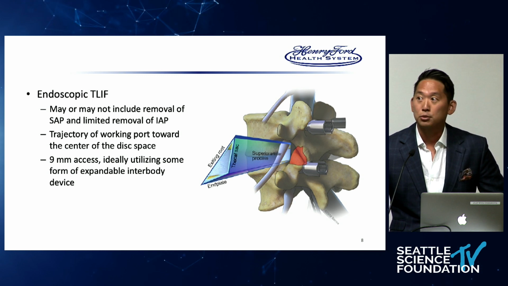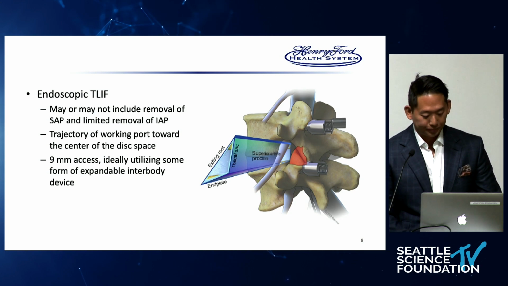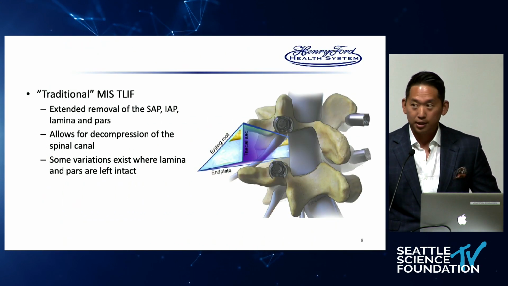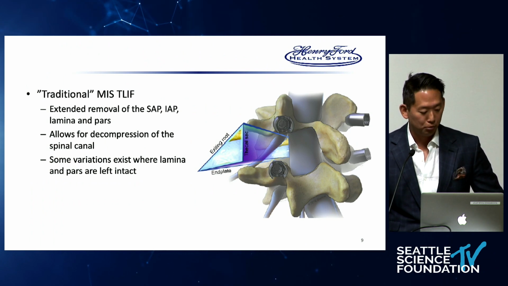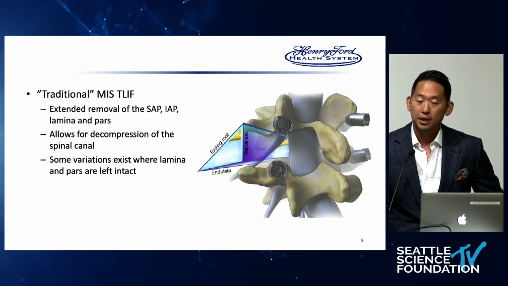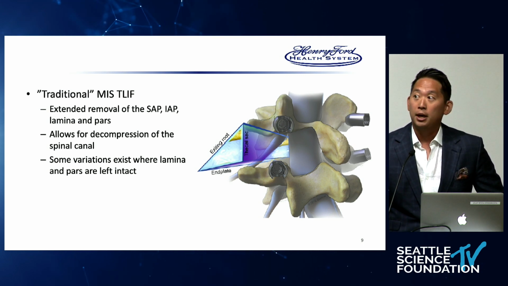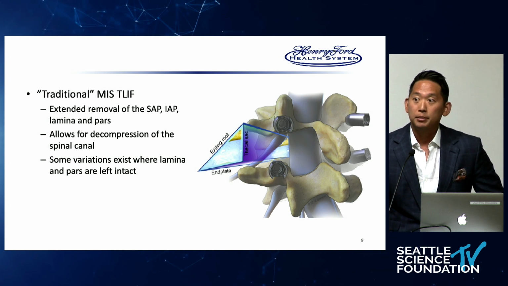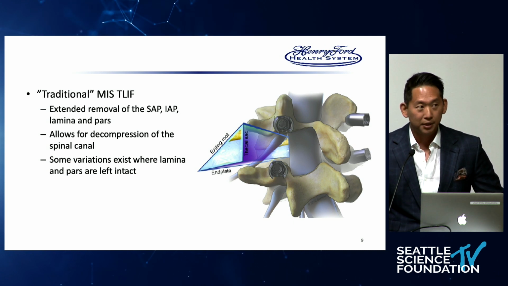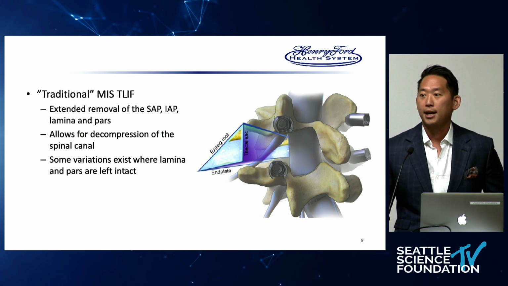And then if you're going to be putting in some sort of interbody implant, you're probably going to need something with an expandable capability. When you look at what we can call the traditional MIS TLIF, you have a much more extended bony removal. Here you can see, in addition to the SAP and IAP, the lamina and pars have also been removed. This allows you to decompress the spinal canal, and that's how the TLIF was traditionally taught. Nowadays, now that more people believe in indirect decompression, there are variations where you leave the lamina and the pars intact.